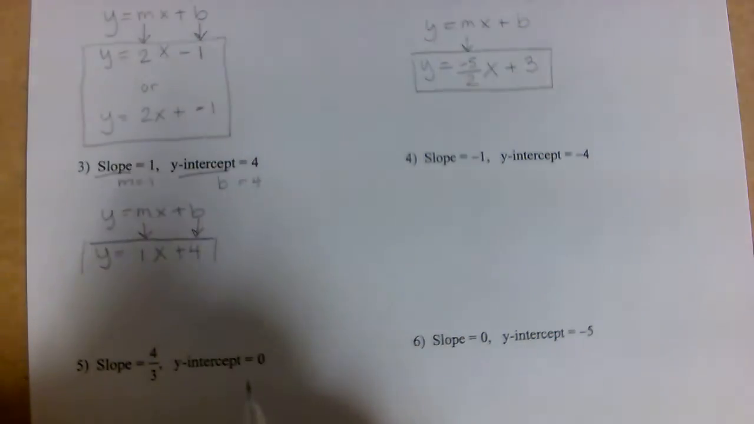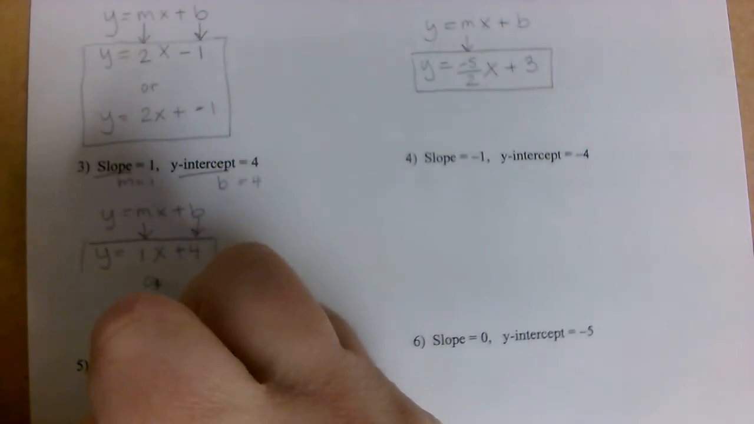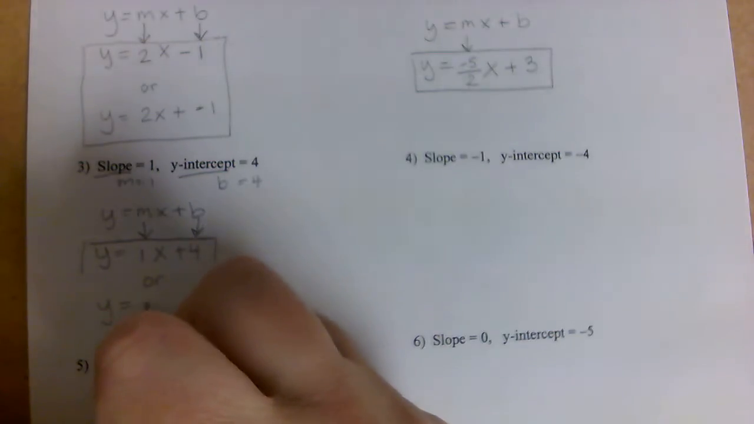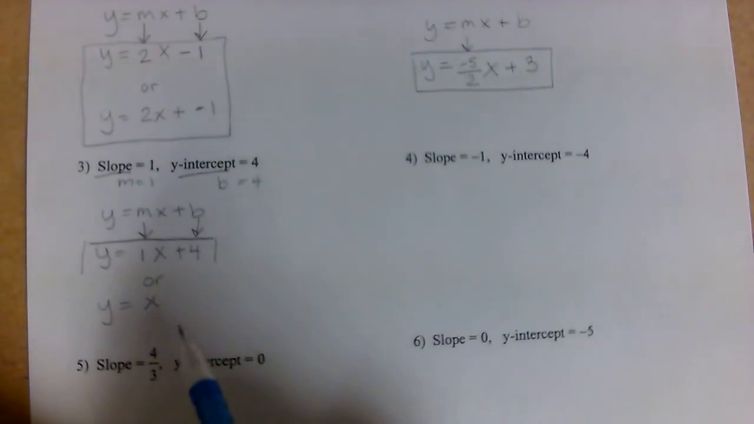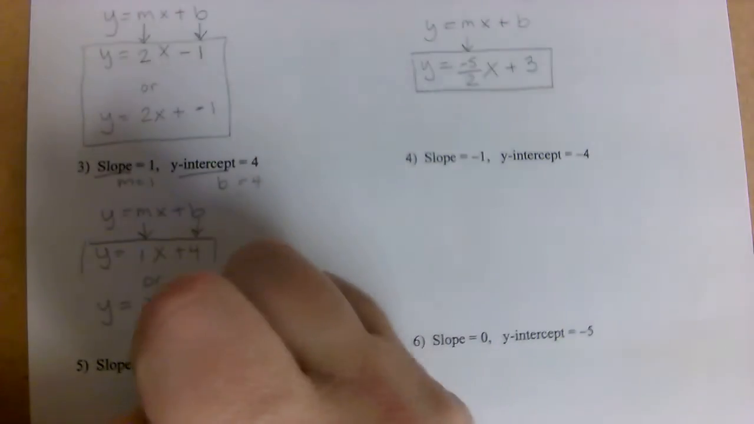Now I could actually write this a different way. I could take that 1x and just make it an x, because we know when an x is by itself, it is 1. So y equals x plus 4.